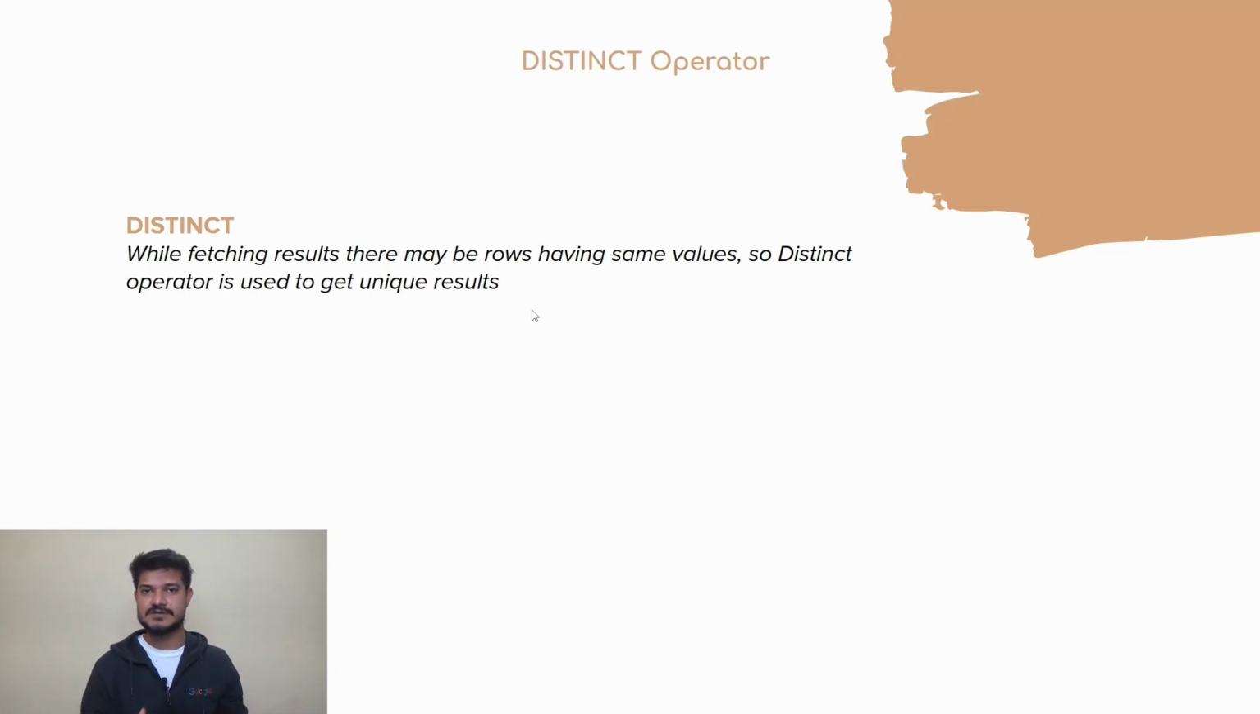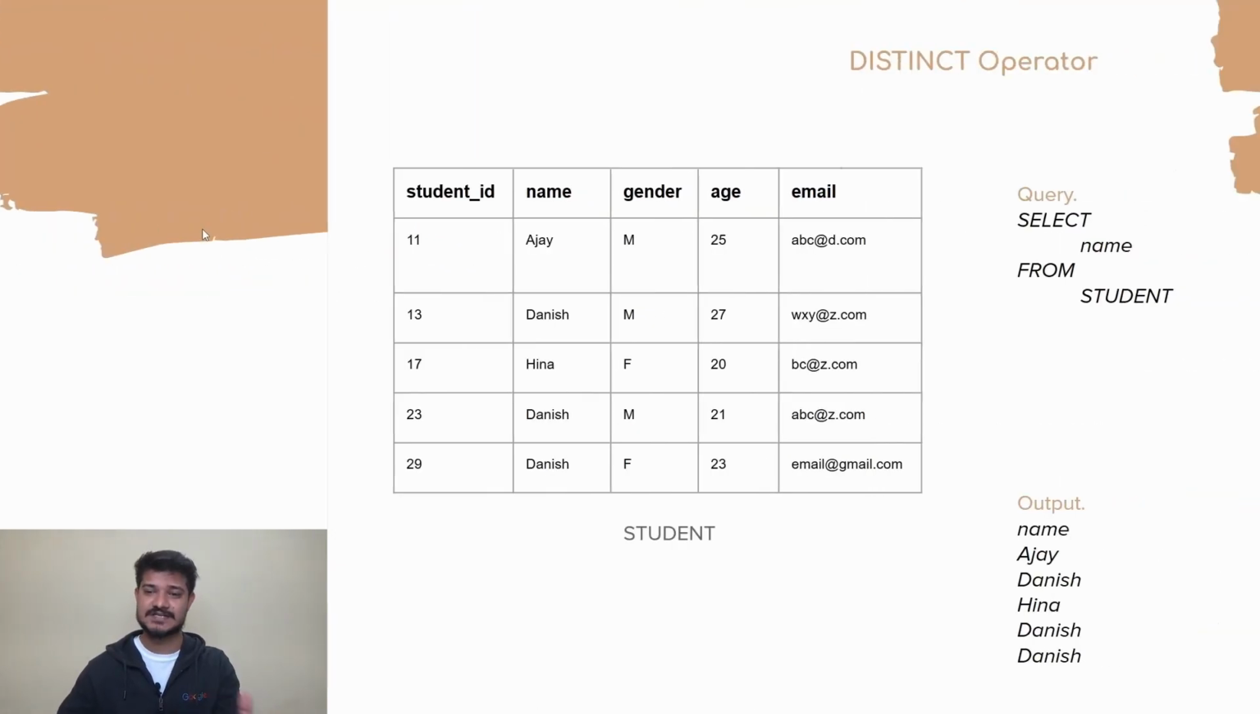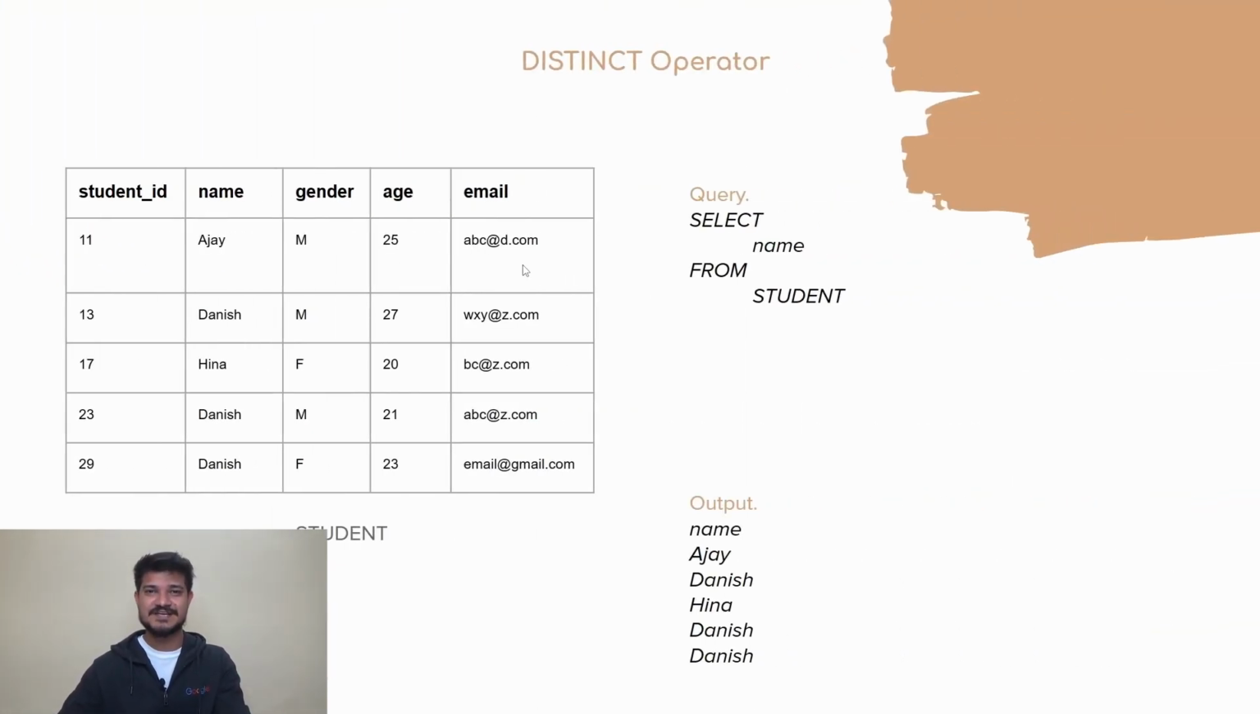Let's say you have a users database and you are fetching all of the usernames. It is possible that multiple users have the same username, but you only want the unique results. So what you can do is use the distinct operator. It will be much more clear when I explain this using an example. So let's take an example here.